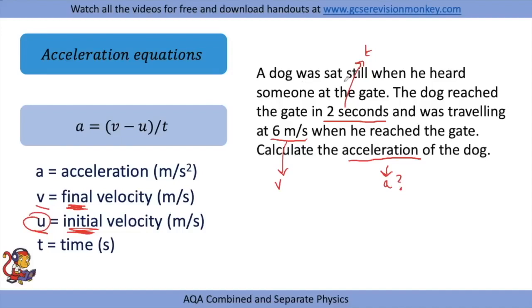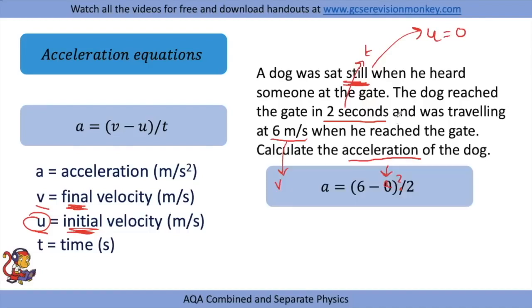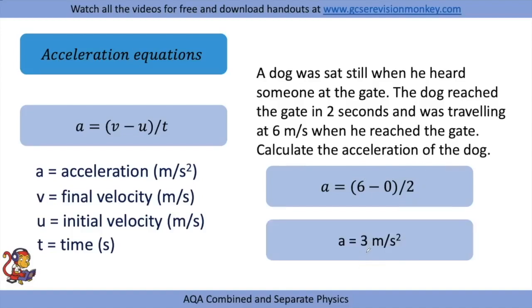It says a dog was sat still. So this implies that the dog was stationary, therefore that is our starting velocity, which was 0. So then we can do 6 minus 0, so v minus u, divided by the time, which is 2, and our acceleration would be 3 meters per second squared.